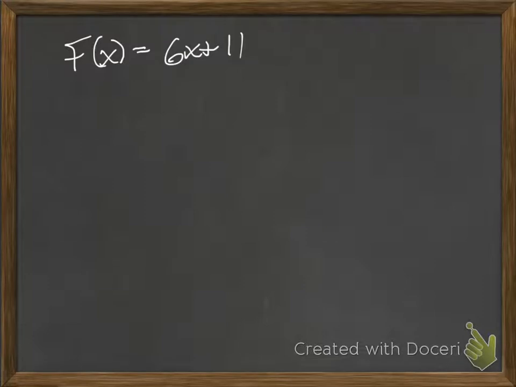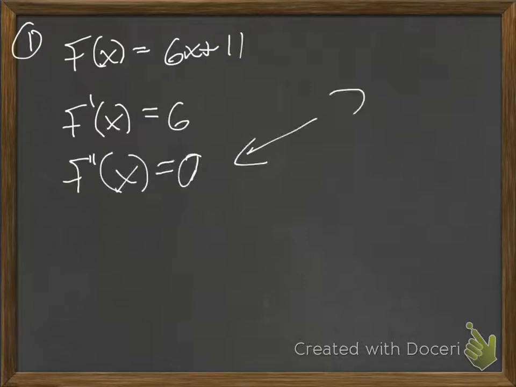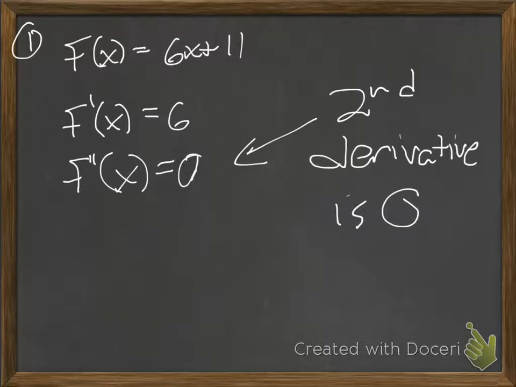Now let's talk about higher order derivatives: first, second, third, and so on. If I take the first derivative of this function, I get 6, and then the second derivative would be 0. There's a question you might get in the homework, it's already posted, that says find the second derivative of this function. That means take the derivative twice, tell me what you get, move on.